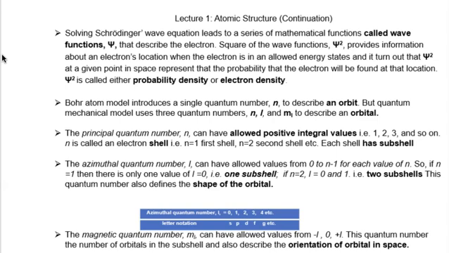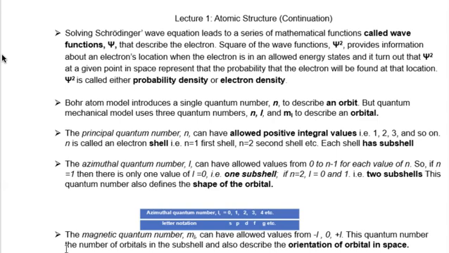So if n is equal to 1, there is only one allowed value for L, which is 0. So we have only one subshell when n is equal to 1. Similarly, if n is equal to 2, we have 2 subshells, because the allowed L values will be 0 and 1, not more or less. This azimuthal quantum number also speaks about the shape of the orbital.